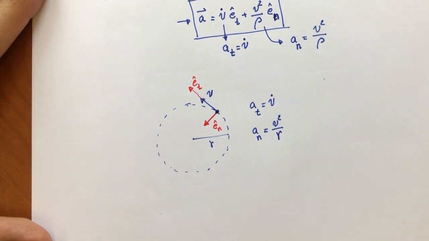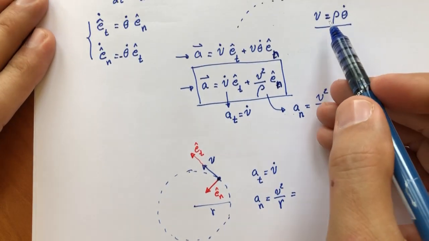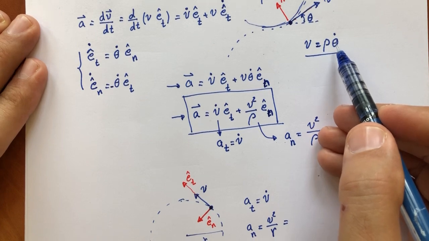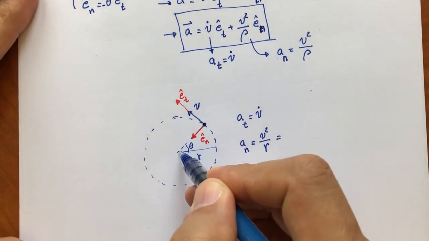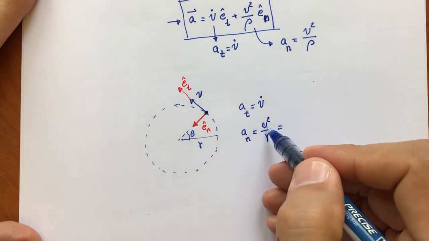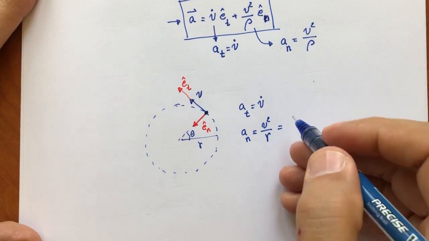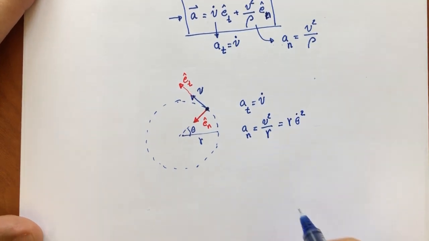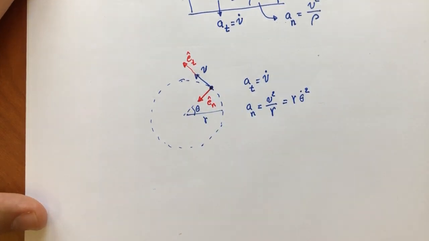Okay? Or sometimes people use this equation: velocity is equal to radius of curvature times theta dot. If you replace v with r theta dot, we are going to have r times theta dot squared. So both of these equations are correct for the normal acceleration for a movement on the circle.